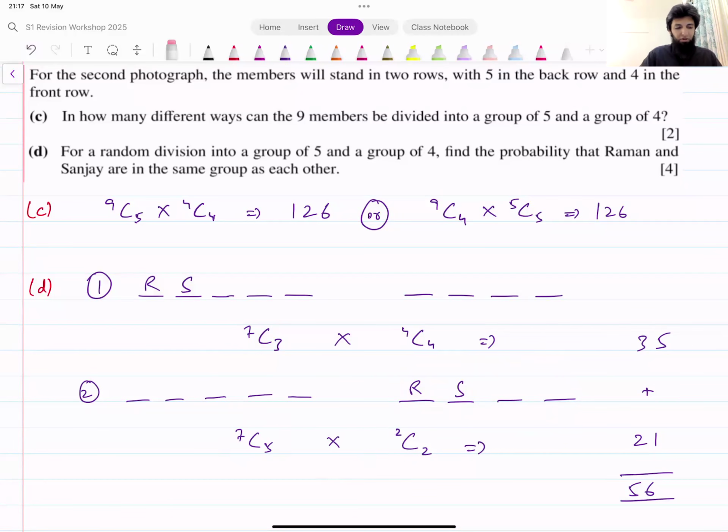It's either the first case or the second case. We add them up together, and that gives us the total result. That turns out to be 56. And that's our final answer. Make sense? This is not the final answer. This is the number of selections satisfying this condition.